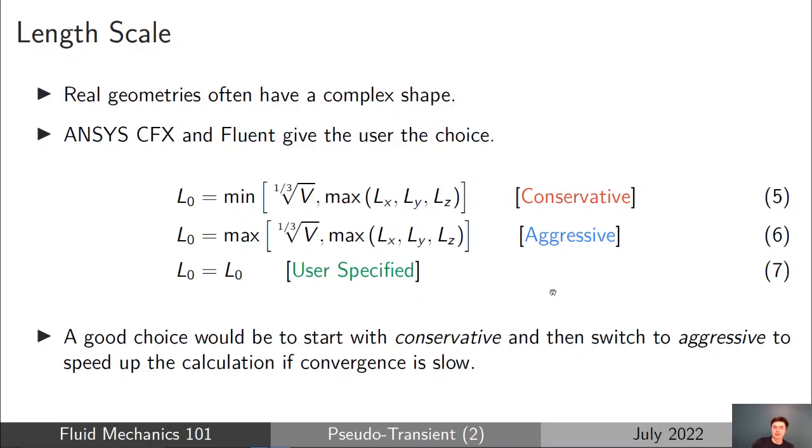And of course, if you really don't know, and in most cases, you can probably just start with the conservative approach, and then if your simulation appears to be stable but isn't really converging that fast, you can then switch to an aggressive one. And this is usually the default that's given for these CFD codes.